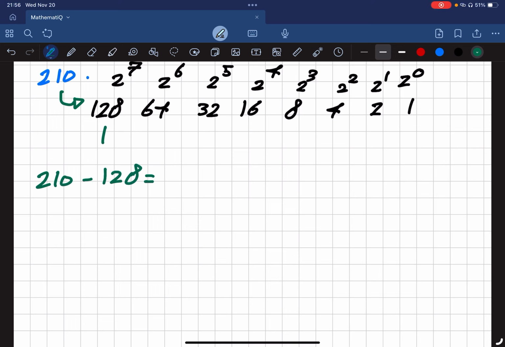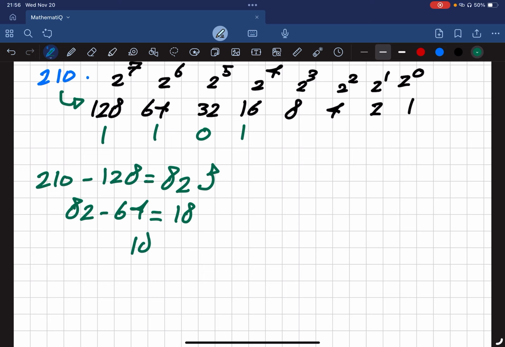Okay? So when you subtract 210 by 128, you're left with 82. And then I'm gonna work through this one a little bit faster. So you see 82, does it fit into 64? Yes. So 82 minus 64, you're left with 18. Okay? And then as you can see, everything else is gonna be a 0 except the 1 in the 16 spot, where 18 minus 16, you're left with 2. So you put a 0, 0, 1, 0.